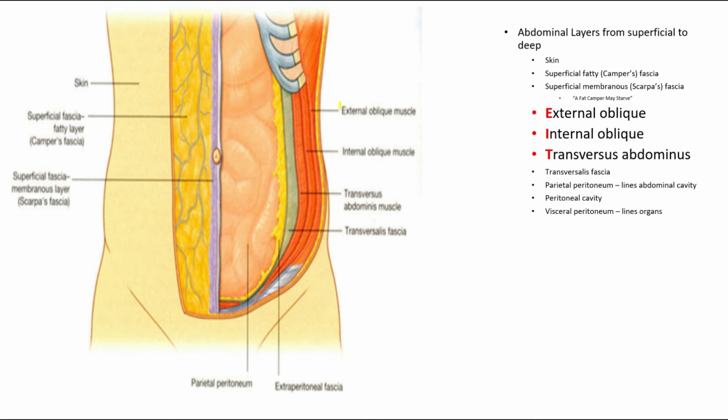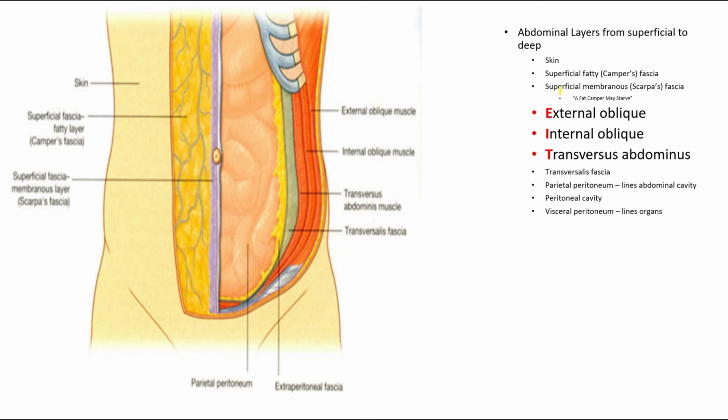Deep to Scarpa's fascia, we have the external oblique muscle. Deep to the external oblique, we have the internal oblique. And deep to the internal oblique, we have the transversus abdominis muscle. Then we have the transversalis fascia, as well as the parietal peritoneum. Deep to the parietal peritoneum, you'll have a cavity known as the peritoneal cavity, and then lining the abdominal organs, you're going to have the visceral peritoneum.